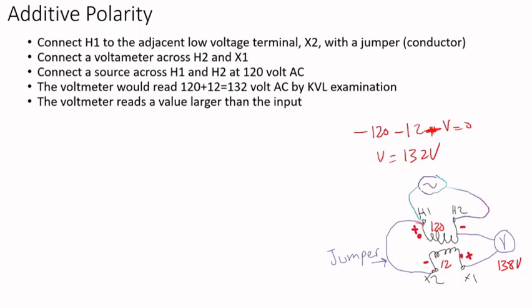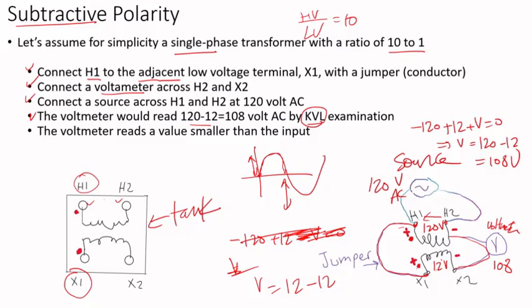So in this case, it's additive. In other words, it added the voltage of the high voltage and the voltage of the low voltage. Subtractive, it did the subtraction between the voltage of the high voltage winding and low voltage.